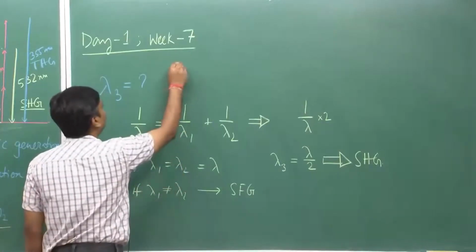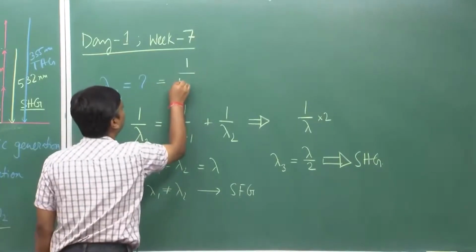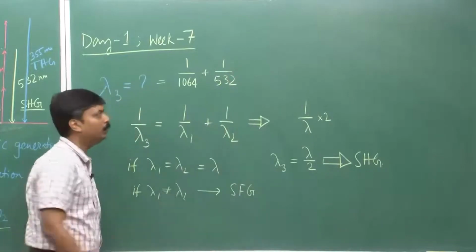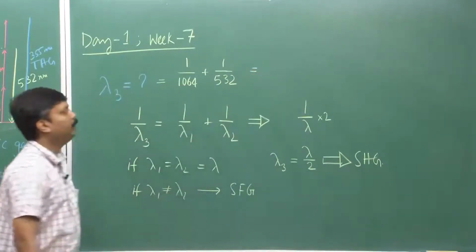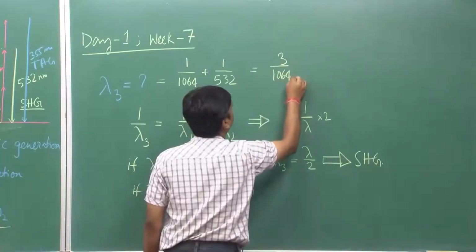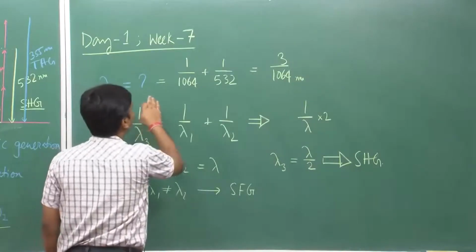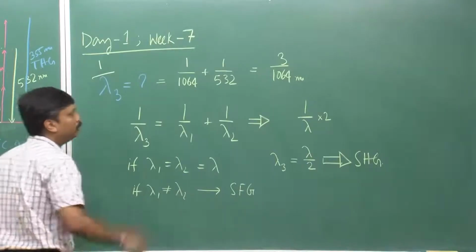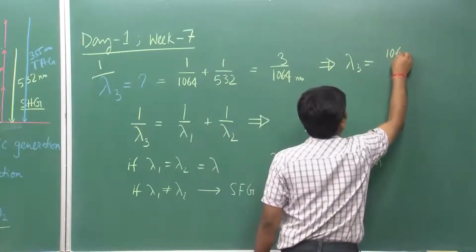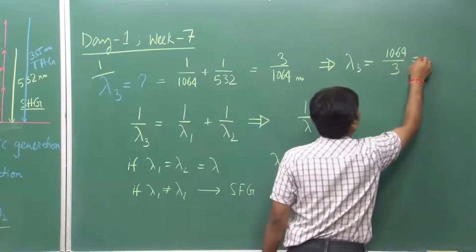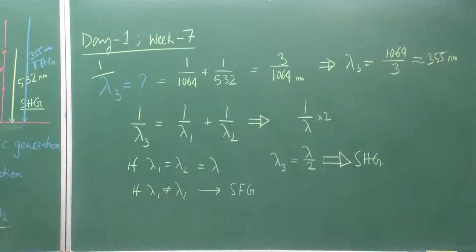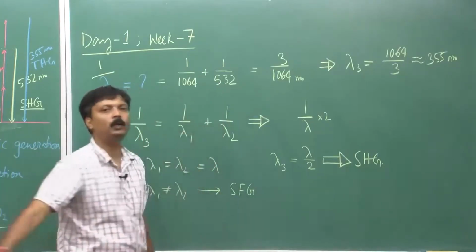That is what is lambda 3. So, 1 by lambda 3 will be equal to 1 by 1064 plus 1 by 532, right. So, essentially that will be 3 by 1064 nanometer, right. That is, 1 by lambda 3 equals 3 by 1064. Therefore, lambda 3 is equal to 1064 by 3, which roughly equals 355 nanometer. Okay. And this process is also known as wave mixing.